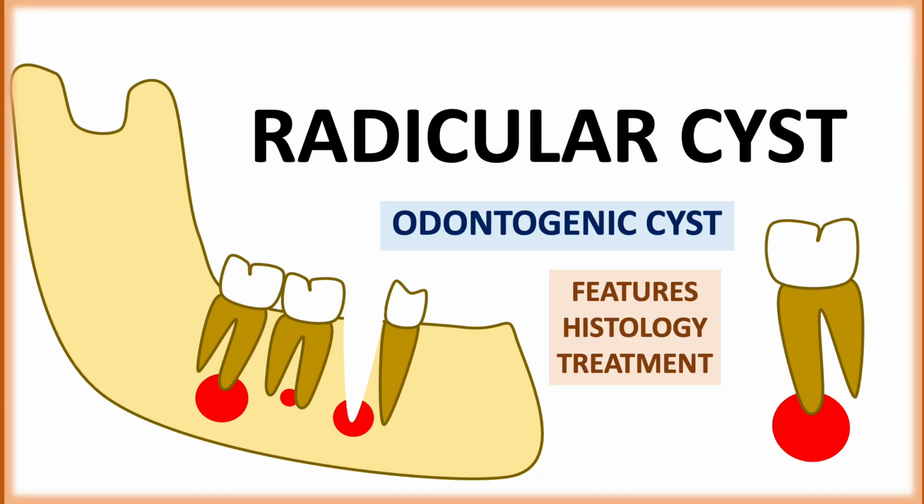So today we are going to discuss the radicular cyst. It's an odontogenic cyst. Classification of cyst was already discussed. I'll share the link. Okay, then let's begin the video.